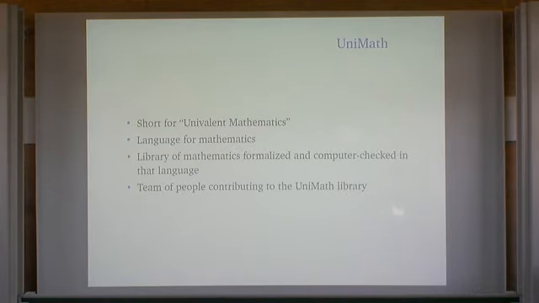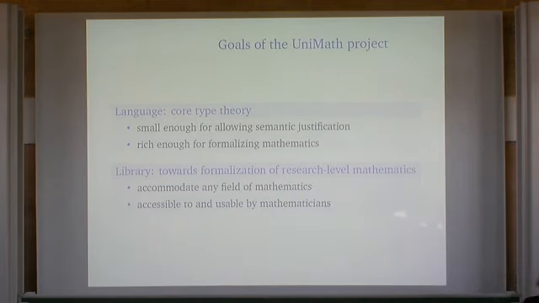So, what is Unimath? First, it's an abbreviation for univalent mathematics. But by this term Unimath, we mean at least three different things. Firstly, a language for the formalization of mathematics that I will talk about. Secondly, a library of mathematics that is formalized and computer checked in the Unimath language. And thirdly, also a team of people contributing to this Unimath library.